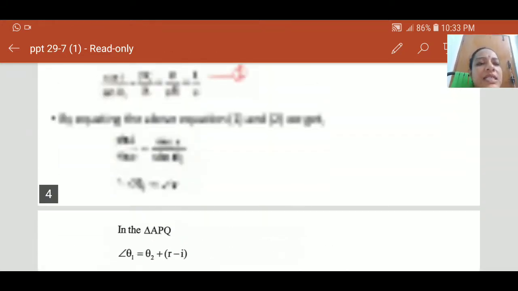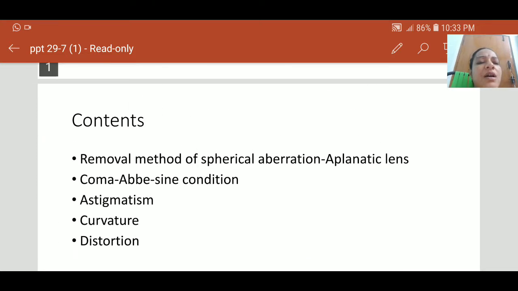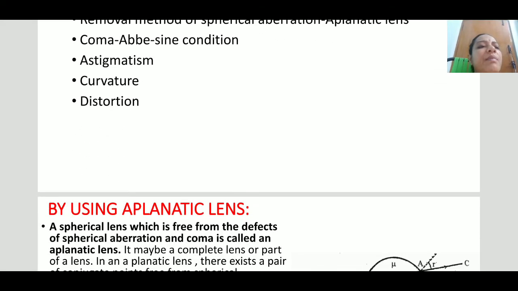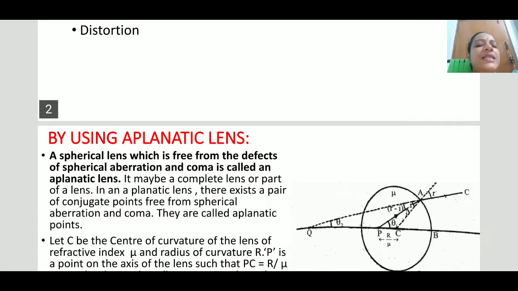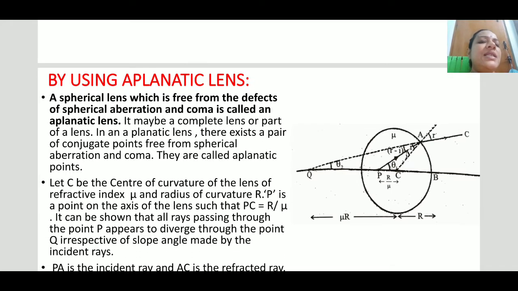We have discussed the removal method of spherical aberration by using an aplanatic lens. This is the aplanatic lens. An aplanatic lens is one which is free from the defects of spherical aberration and coma. The property of this aplanatic lens is that if we place the object at a distance of r by mu, it forms the image at mu r distance.